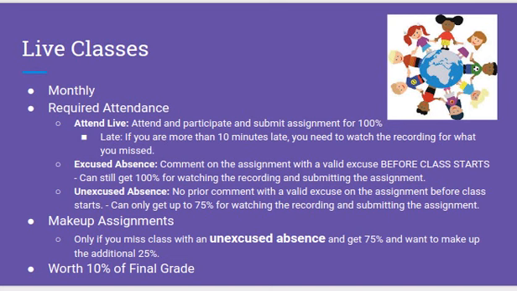An excused absence can be gotten if you comment on the assignment with a valid excuse before class starts. You can still get 100% for watching the recording and submitting the assignment if you do that. If you have an unexcused absence or you didn't comment with a valid excuse on the assignment before class started, you can only get up to a 75% for watching the recording and submitting the assignment. If you do miss the class with an unexcused absence and get a 75%, you can make up the additional 25% with a makeup assignment if you would like to. And this section is worth 10% of your final grade.